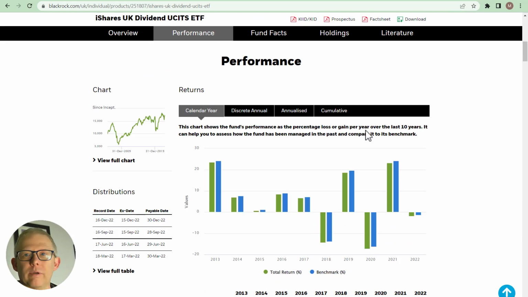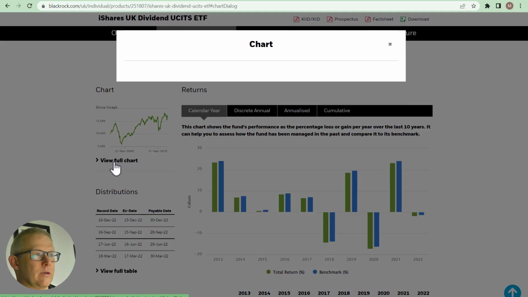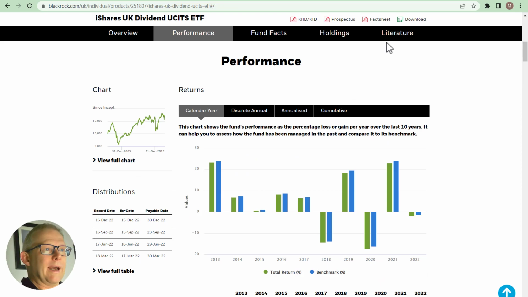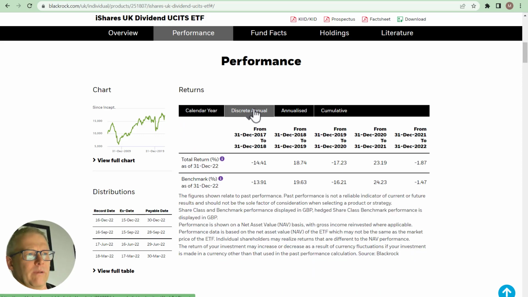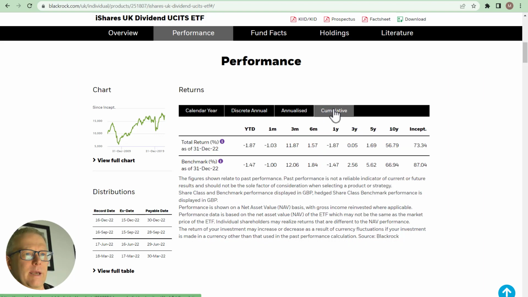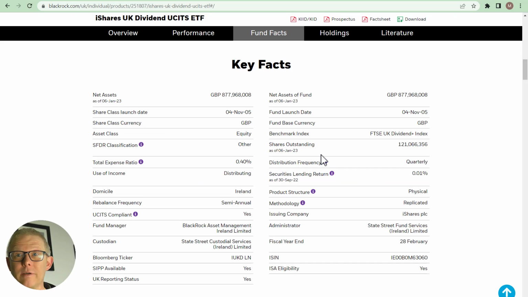Let's have a quick look at the performance of the fund. We get a quick chart in the top left which allows you to jump out to a full chart if you wish. On the performance side you can look at the different returns, either on a straight calendar view, or flick through some of these other tables which show you the discrete annualized, the annualized, and then a cumulative. Since the inception of the fund, it has returned 73.34%.